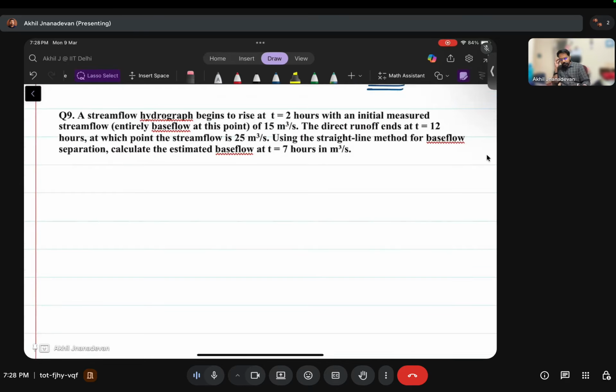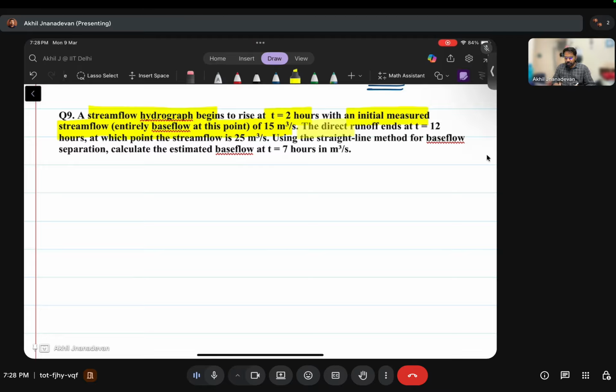So it is related to the streamflow hydrograph, which begins to rise at t equal to 2 hours. So the rising limb starts at t equal to 2 hours. That is the point B that we already discussed. With the initially measured stream flow, that is entirely base flow at this point. We know that till that particular point the only contribution is by base flow, right? So that is 15 meter cube per second.